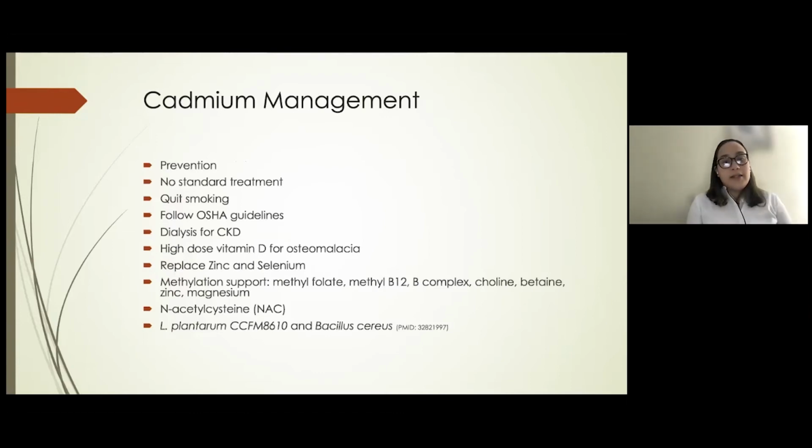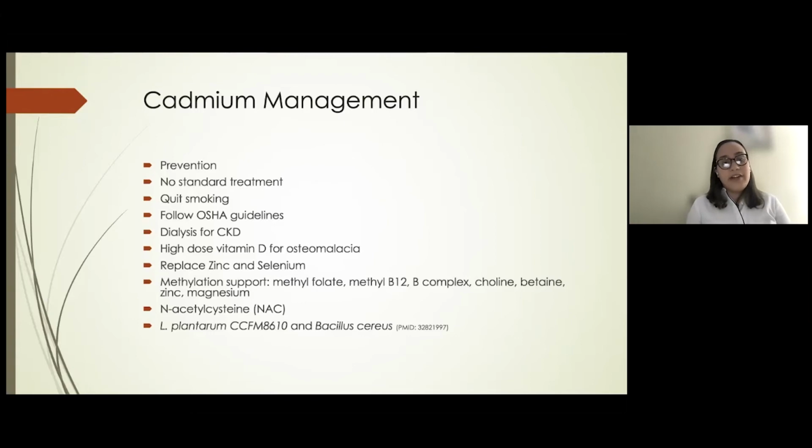Cadmium management. The best thing you can do for cadmium management is prevention, because once you have that toxicity within you, there's no standard treatment as of now to pull that cadmium out. Quit smoking, obviously, because tobacco smoke can be laced with cadmium. You want to follow OSHA guidelines.